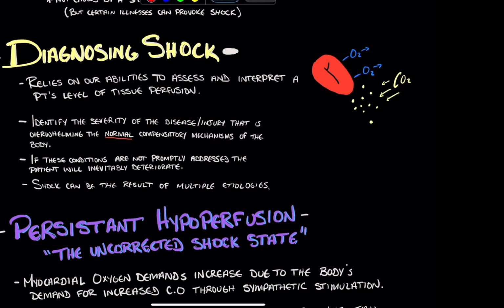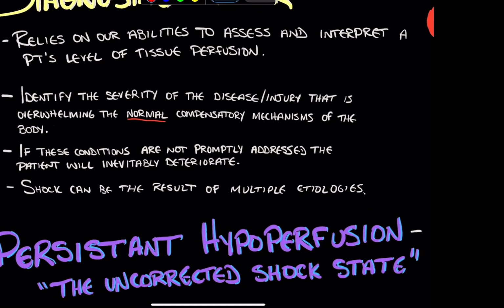So being able to identify the severity of an injury or a disease, this point right here, and then we can attempt to identify if this injury or disease is overwhelming the normal compensatory mechanisms of the body. The normal compensatory mechanisms rely on our heart, blood vessels, and blood volume. So if we're seeing a problem that's impeding one of those three portions of the cardiovascular system, we can start to narrow down what kind of shock state we might be dealing with, or what the actual underlying problem might be.